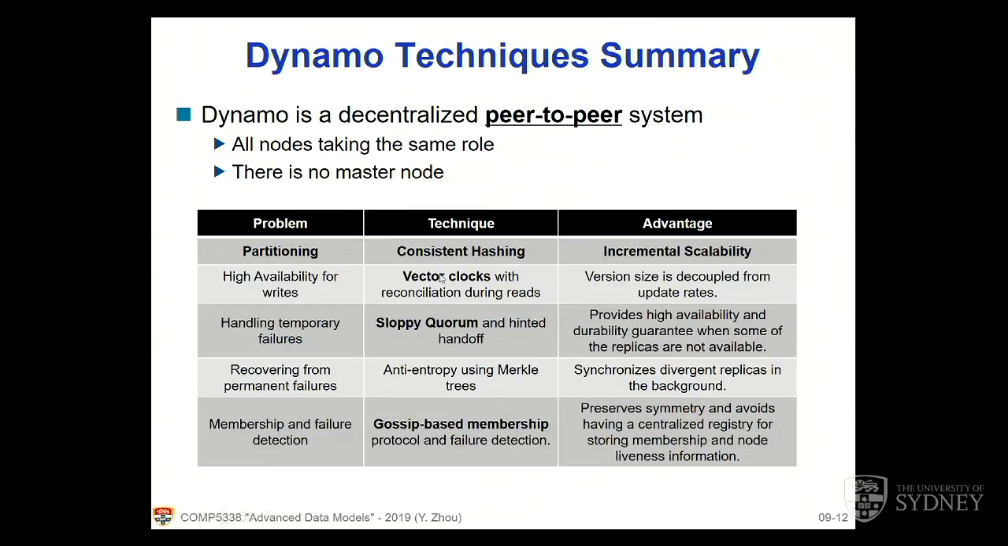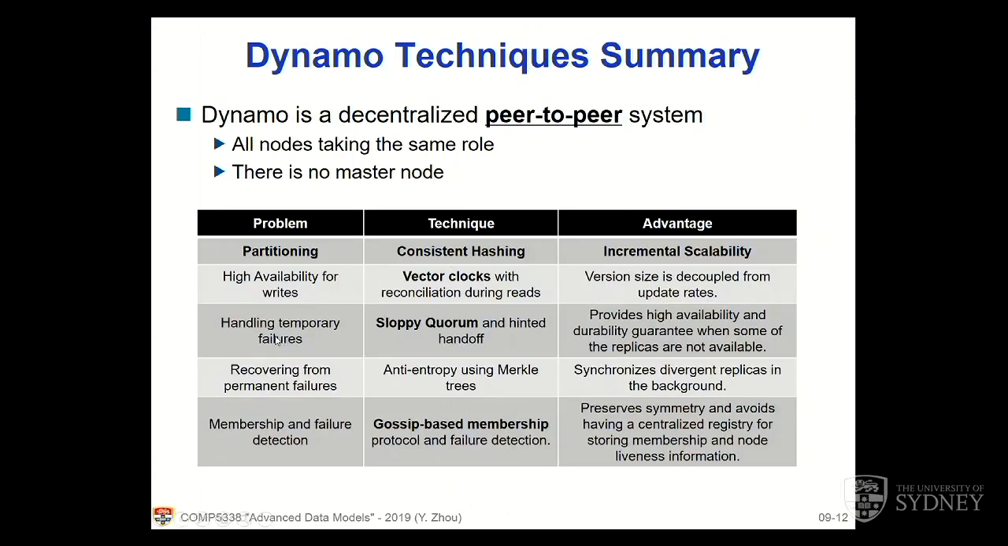And then they use something called the vector clock. This is used for reconciliation of different versions. The advantage is that the version size is decoupled from update rates, and we will see why.